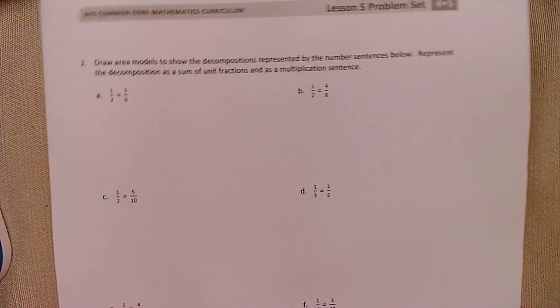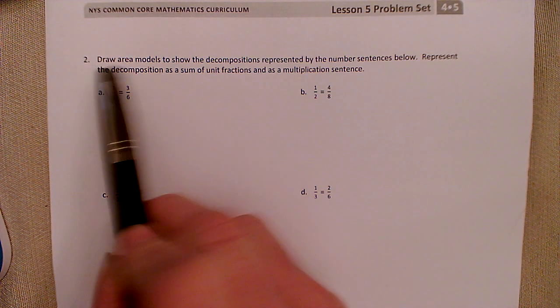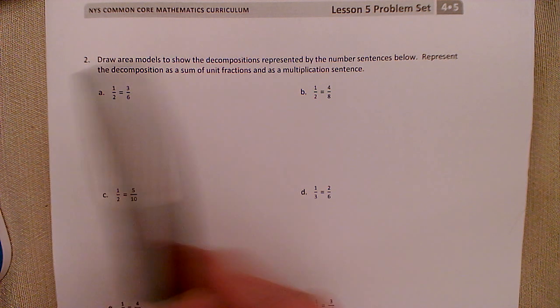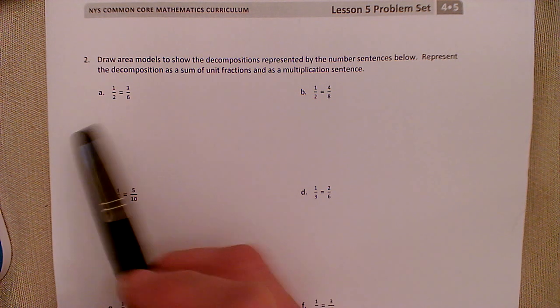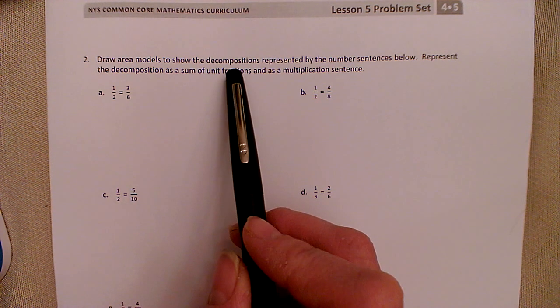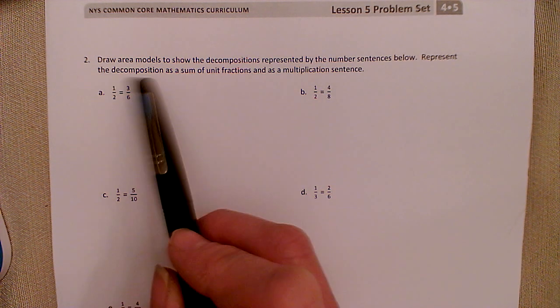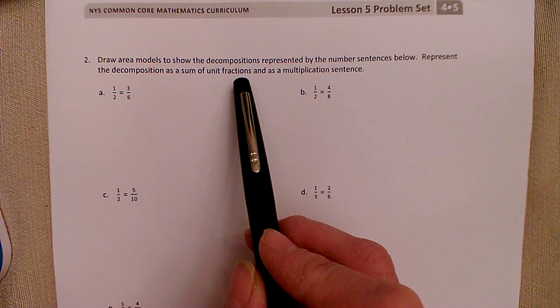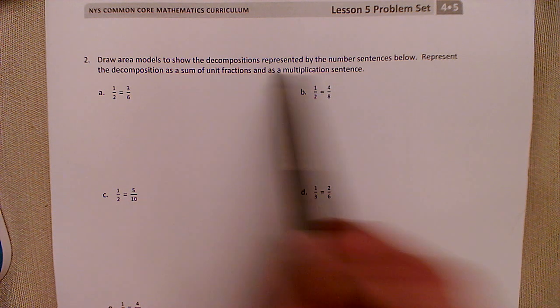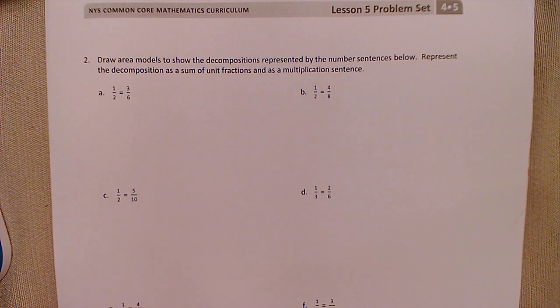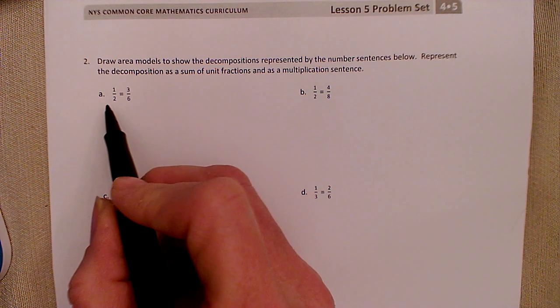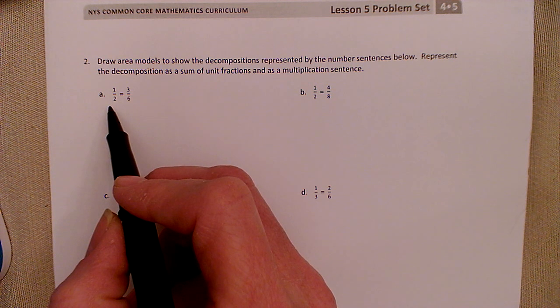So if we take a look at this, let me straighten it out for us. It says draw area models, and I didn't want to mention that we're doing area models just yet, but basically to show the decomposition represented by the number sentence below. Represent the decomposition as a sum of unit fractions and as a multiplication sentence. We'll get to that in a minute. Let's just first focus on drawing this 1/2. Now we just did it, so it should be pretty easy.